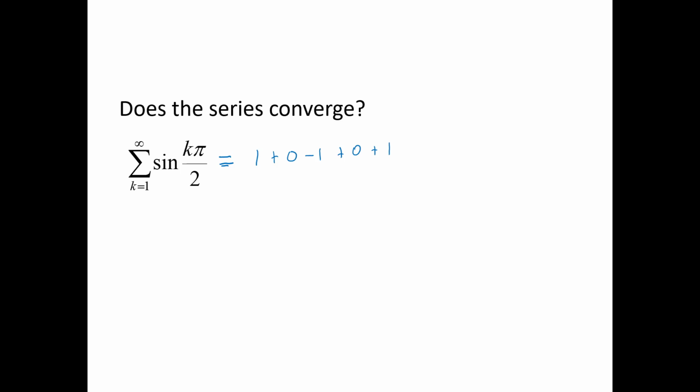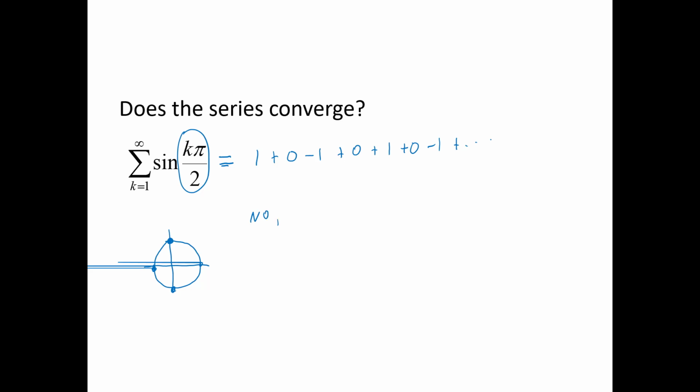And so what you're really doing here is your argument of the sine function, what you're taking the sine of, is you're just bouncing around from pi over 2 to pi to 3 pi over 2 to 2 pi to 5 pi over 2 to 3 pi, and you're just going to be bouncing around here. And so then you can see that this is always going to be 1 plus 0 minus 1 plus 0 plus 1, and then plus 0, and then minus 1, and it's just going to go on and on forever and ever. And so then does the series converge?